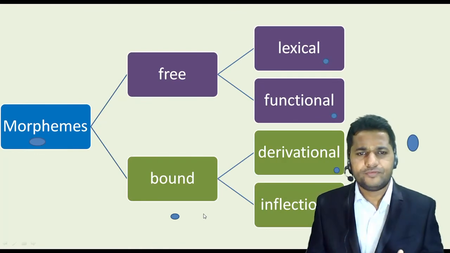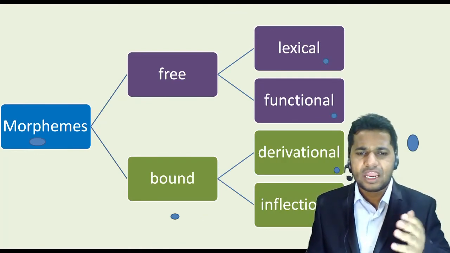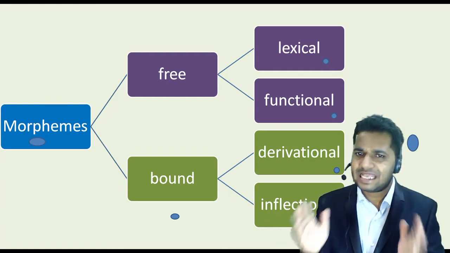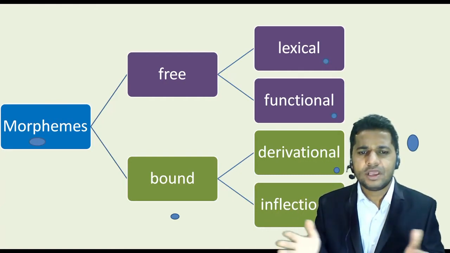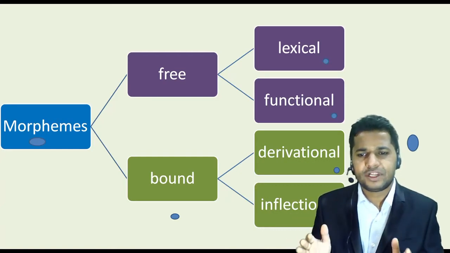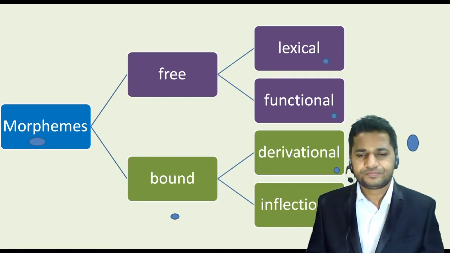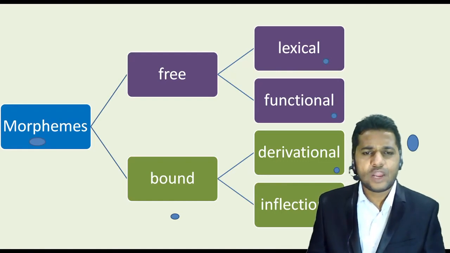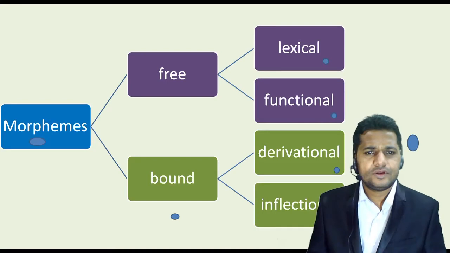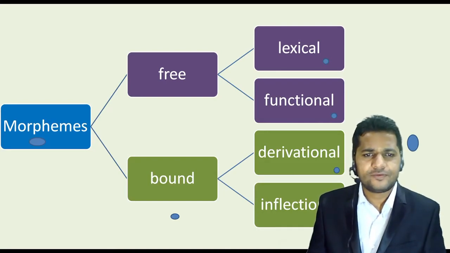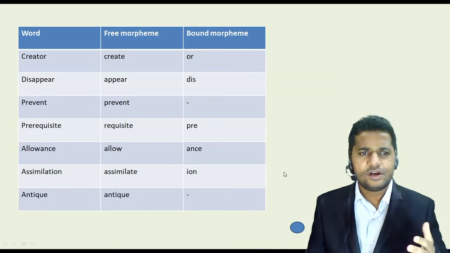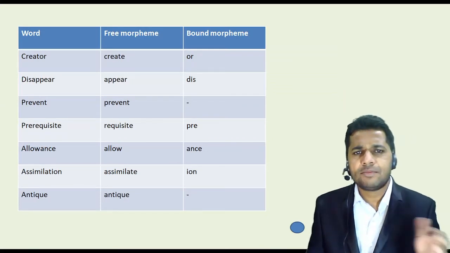So so far we've discussed free and bound morphemes. In free morphemes we have 2 subtypes, lexical and functional morphemes. In bound morphemes we've got 2 subtypes, derivational and inflectional morphemes. Now I will discuss these subtypes through exercises which I have taken from some books. If you see here, word, free morpheme and bound morpheme.